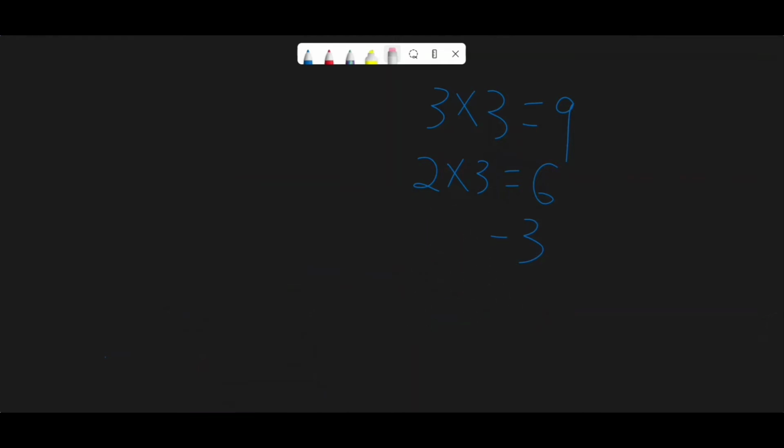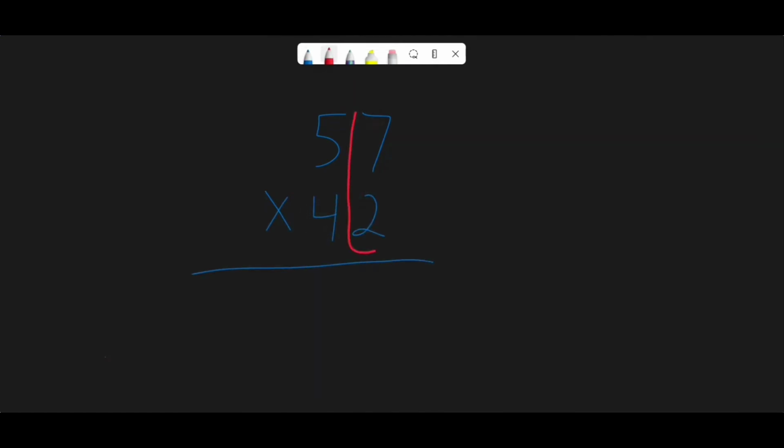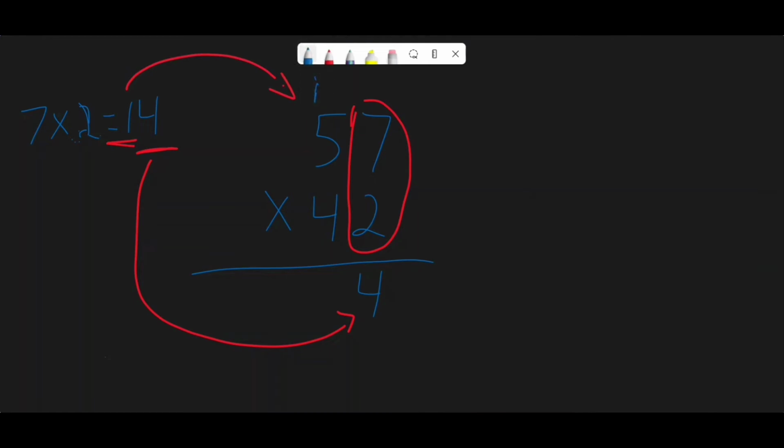Now we're going to get into a slightly more difficult problem. So we have 57 times 42. So we start the first column. So we have 7 times 2, which equals 14. So again, we take this 4, we put it down there. But then we got to take this 1 and put it right there.